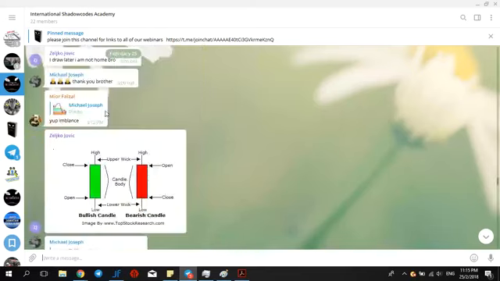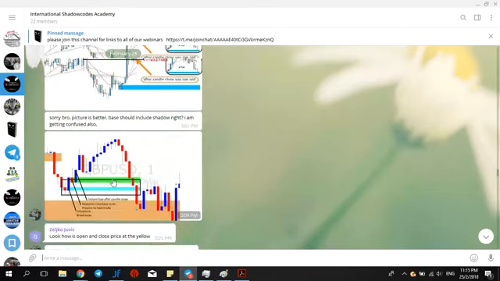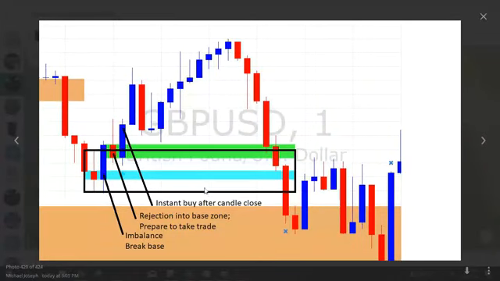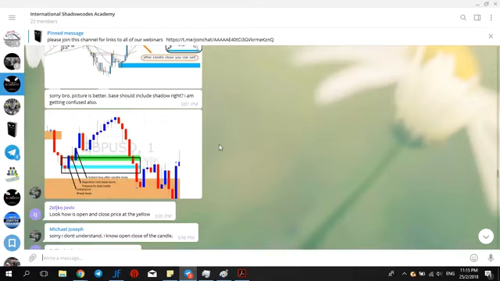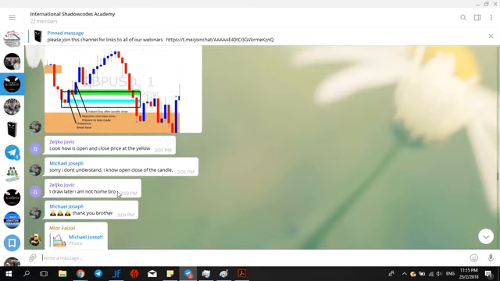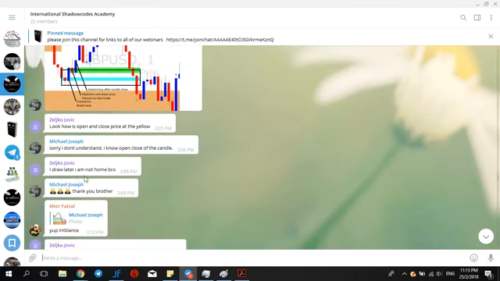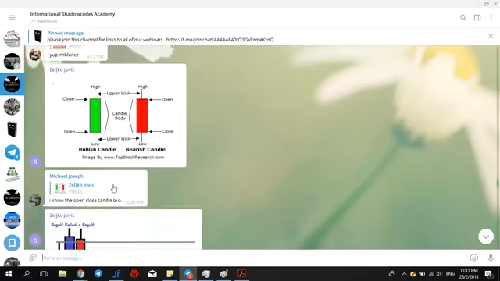I already explained that. So the raw picture: instant buy after candle close. Yes, correct. No rejection base, imbalance split base. All right. Look how it's open yellow. Sorry, I don't understand. I know close candle.